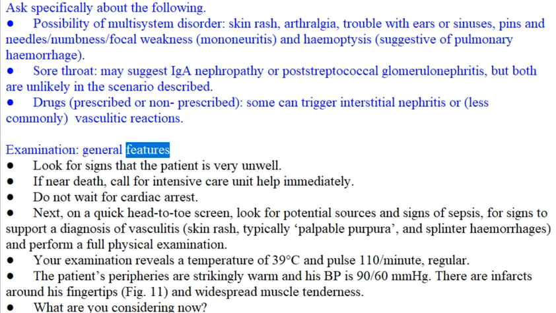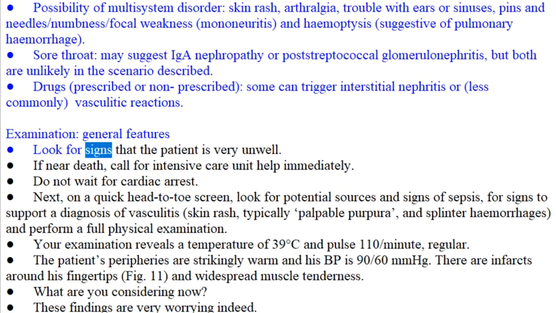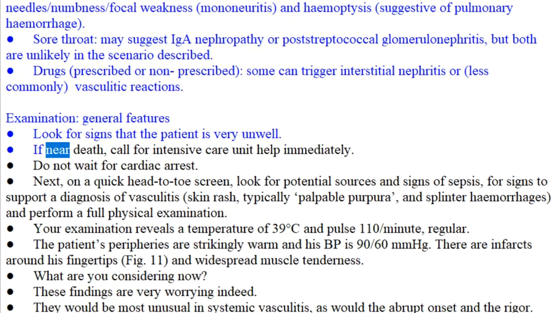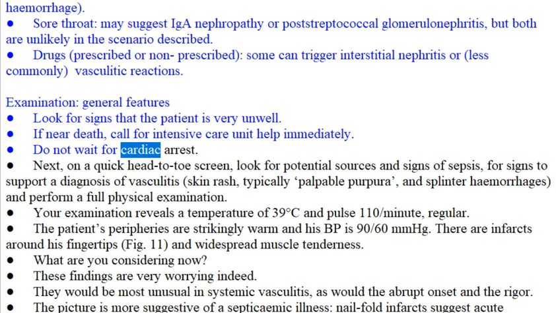Examination, general features. Look for signs that the patient is very unwell. If near death, call for intensive care unit help immediately. Do not wait for cardiac arrest.